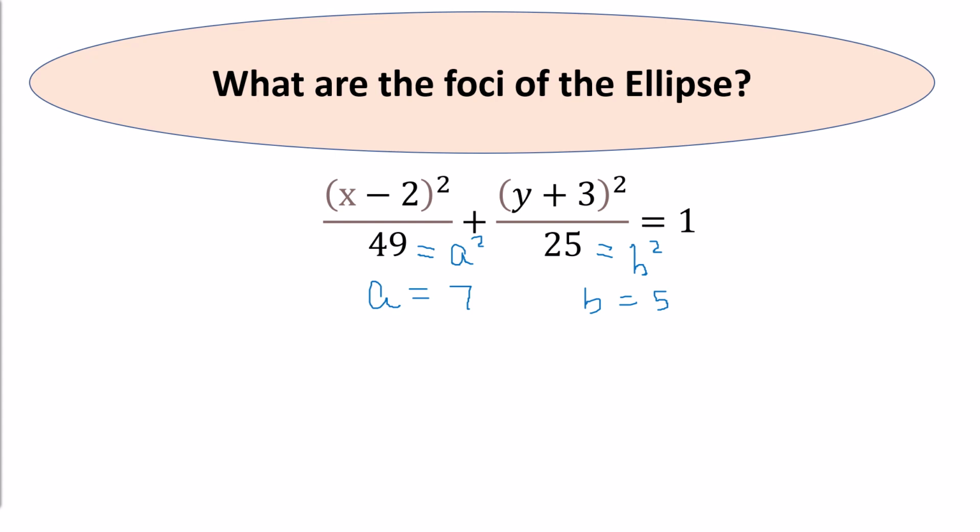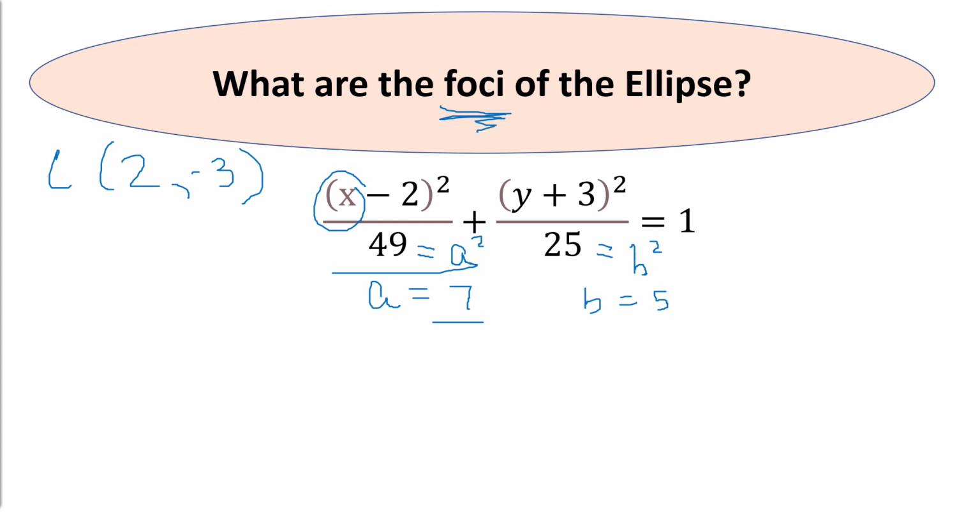Okay, let's identify the center. This is in standard form. So the center is going to be 2 and negative 3. The major axis goes with the larger number. So this is going to be the x coordinate that we're adding and subtracting 7 to get the 2 vertices. But that was the last problem. Look at this question. We're not looking for the vertices, we're looking for the foci.